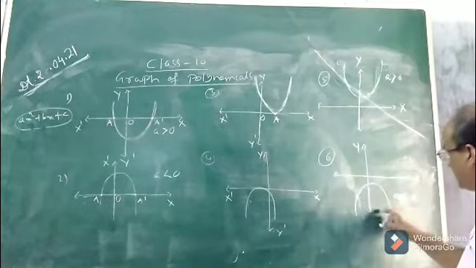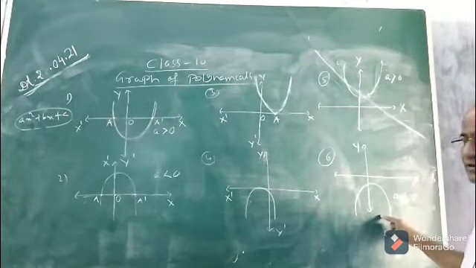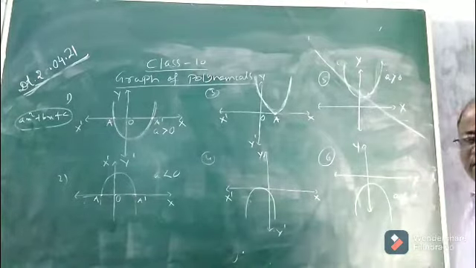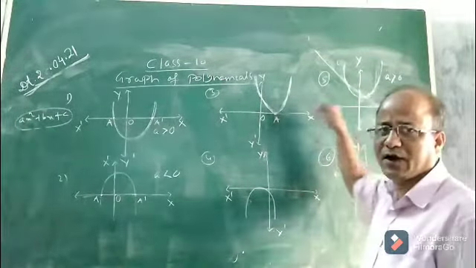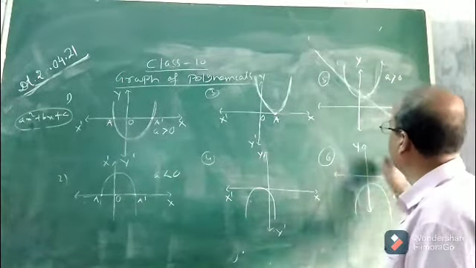See, in the sixth case, the parabola lies completely below the x-axis. Okay, it neither touches the x-axis nor intersects the x-axis. So what will be our conclusion in these two cases? What will be our conclusion? Here no doubt A is positive, here A is negative.